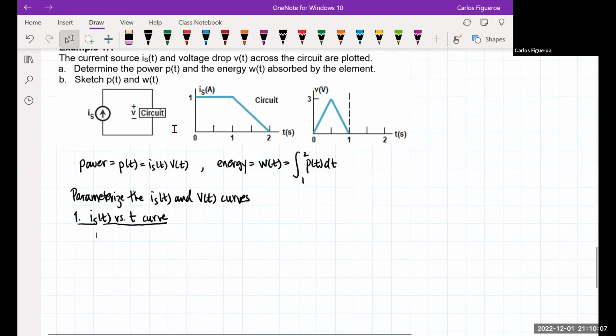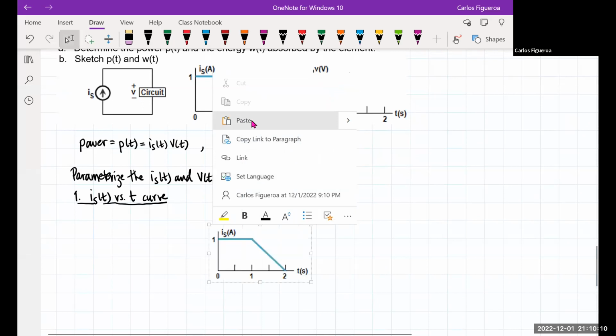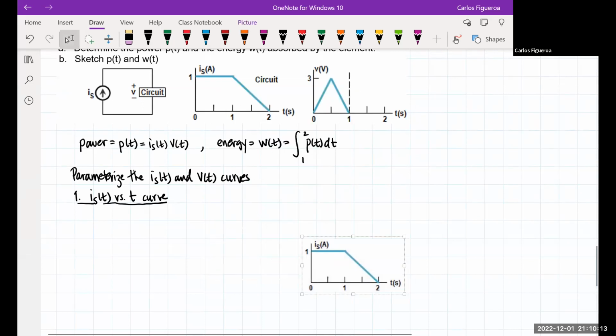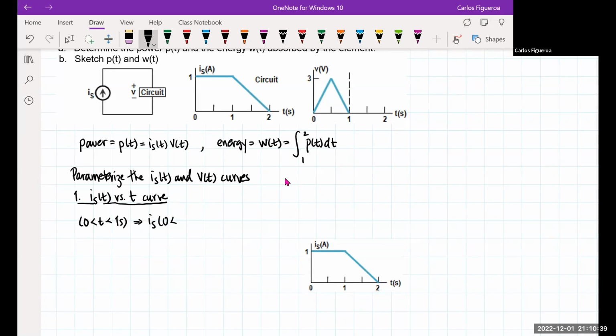So if I look at the curve, what am I seeing? I have this guy right here. Now, when I'm looking at this thing, you can see that the first part of that thing is a constant. The second part is a linear line. So if I look at the interval between 0 and 1 second, that tells me that this guy should be a constant, which is plus 1 amp.